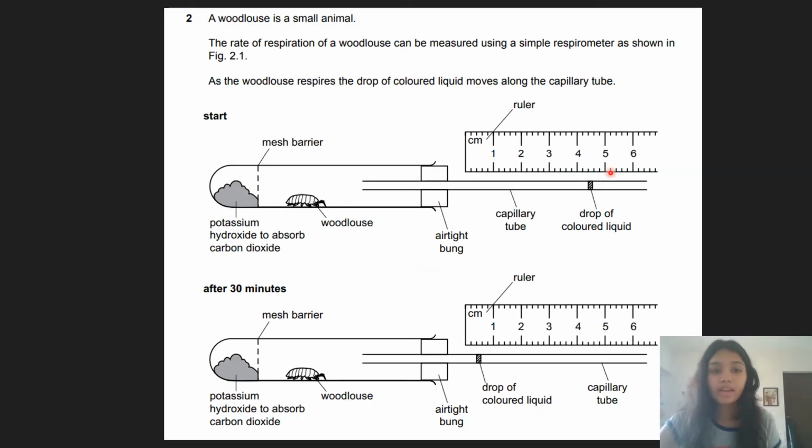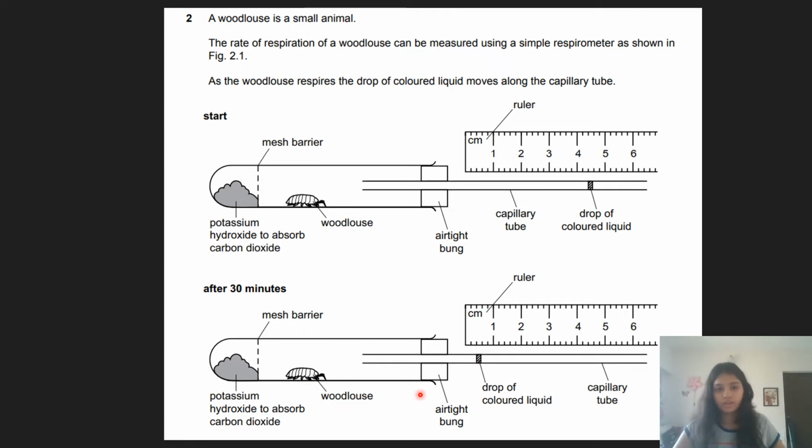Next, question 2. Question 1 was that easy. Can you believe it? Okay, question 2. A woodlouse is a small animal. The rate of respiration of a woodlouse can be measured using a simple respirometer as shown in figure 2.1. As the woodlouse respires, the drop of colored liquid moves along the capillary tube. As you can see, at the start, the drop of liquid is here, and after 30 minutes, the drop of liquid comes closer to the woodlouse.